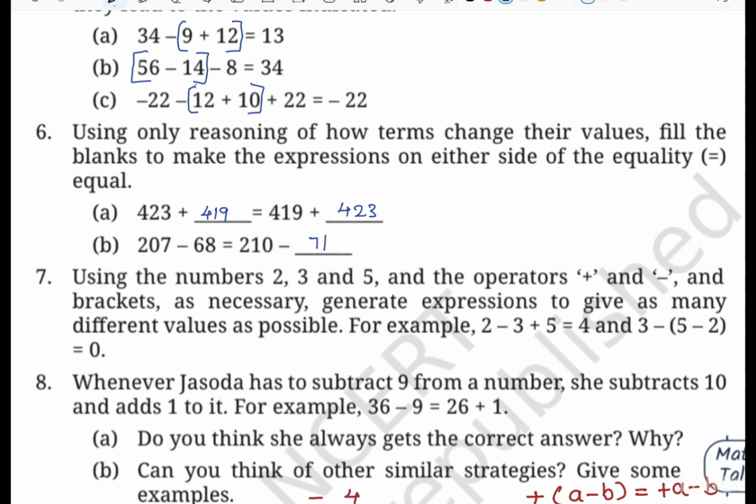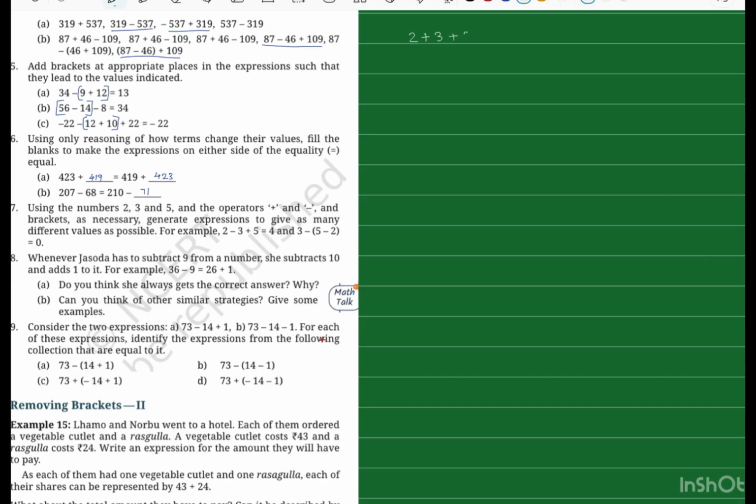Using the numbers 2, 3, 5, the operators plus and minus and brackets as necessary, generate expressions to give as many different values as possible. For example, 2 minus 3 plus 5 is equal to 4. 3 minus 5 minus 2 is equal to 0. 2 plus 3 plus 5 is equal to 10. 2 minus 3 plus 5: 2 minus 3 is minus 1, minus 1 plus 5 is 4.